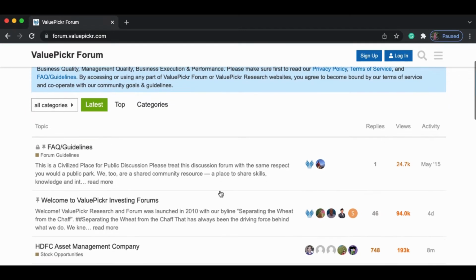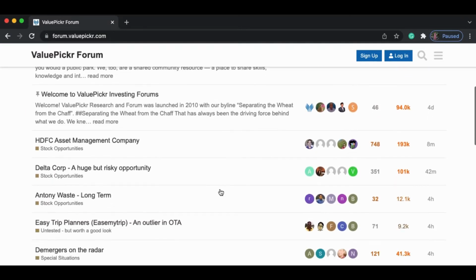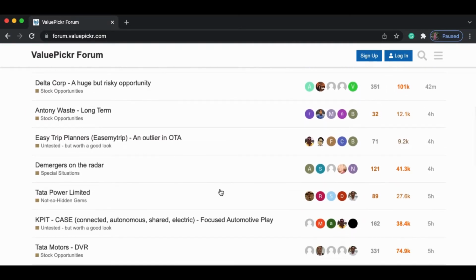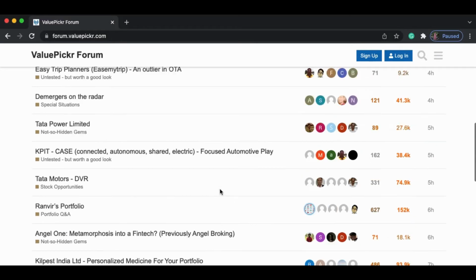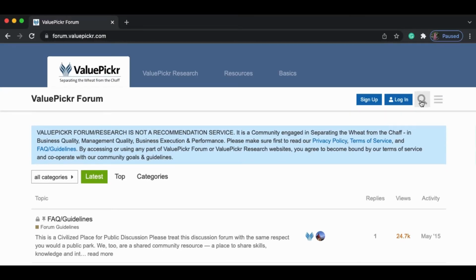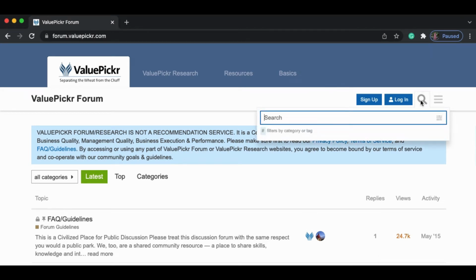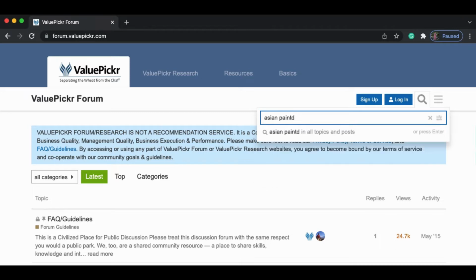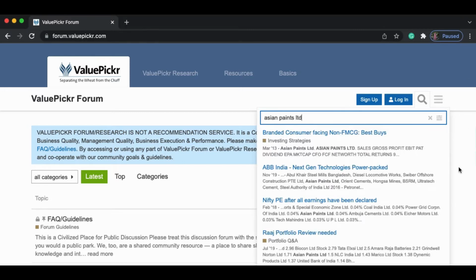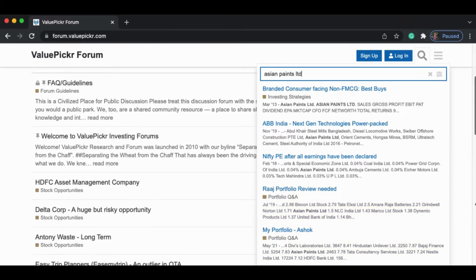These are some of the threads on specific companies, given by different investing analysts, say Tata Motors, Healthcare Global, etc. Let me begin by taking the example of Asian Paints Limited. We can get different information regarding the company from different analysts. What do people think about this company?